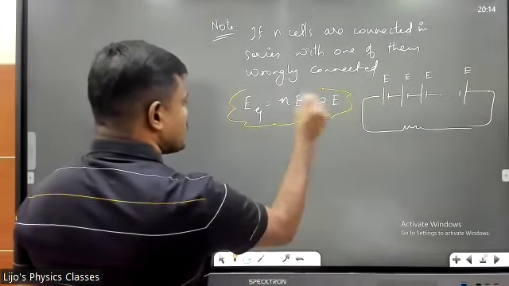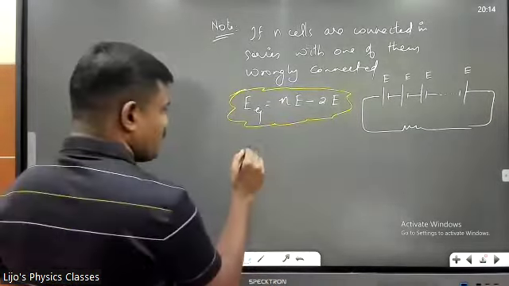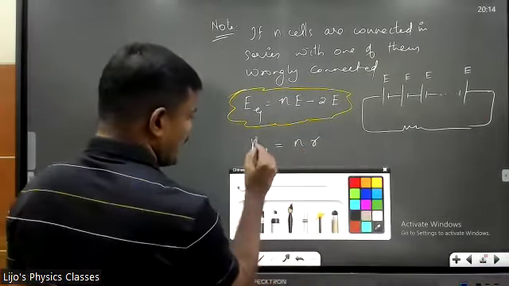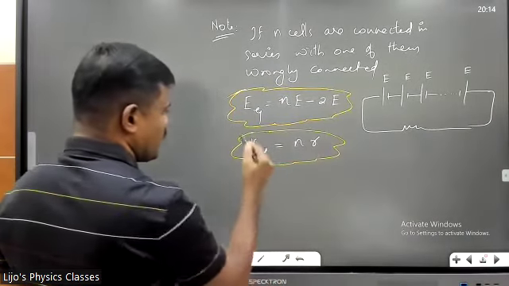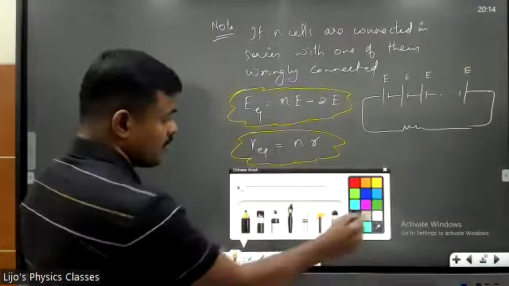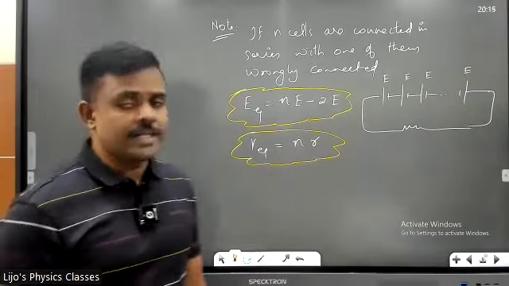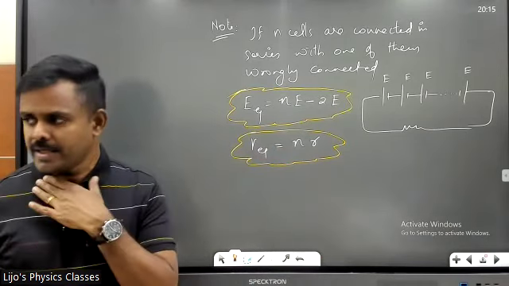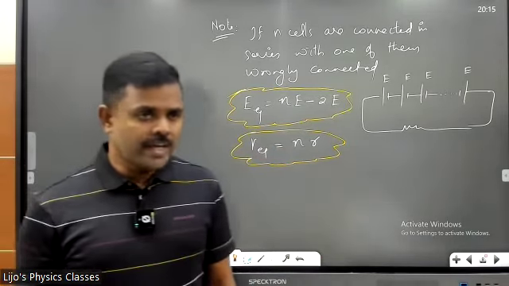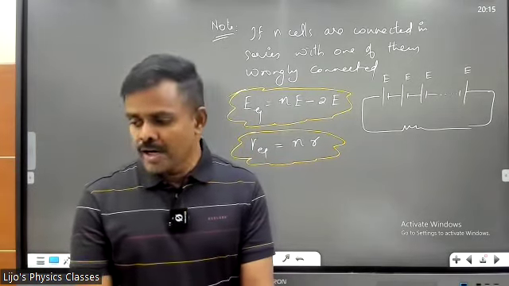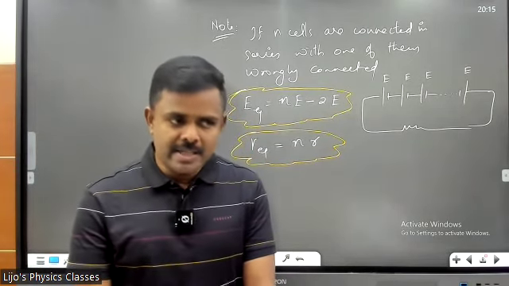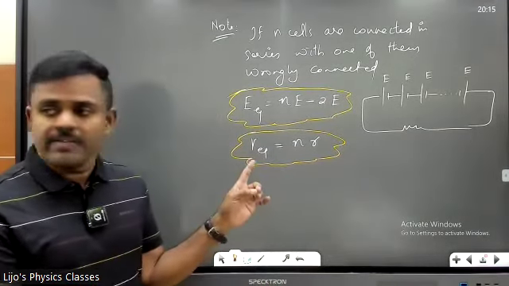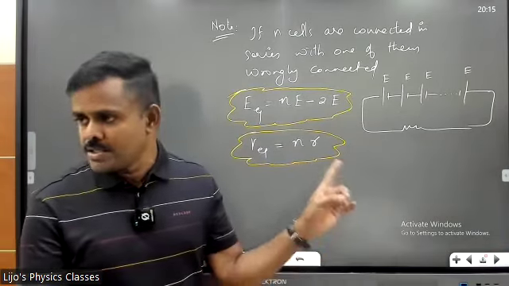E equivalent is equal to Ne minus 2E. But R equivalent is still NR. Internal resistance, be it in right connection or wrong connection, is always the addition of all the resistances: R plus R plus R plus R plus R plus R, NR. So if n cells are connected in series and one of them is wrongly connected, the effective EMF is given by Ne minus 2E.